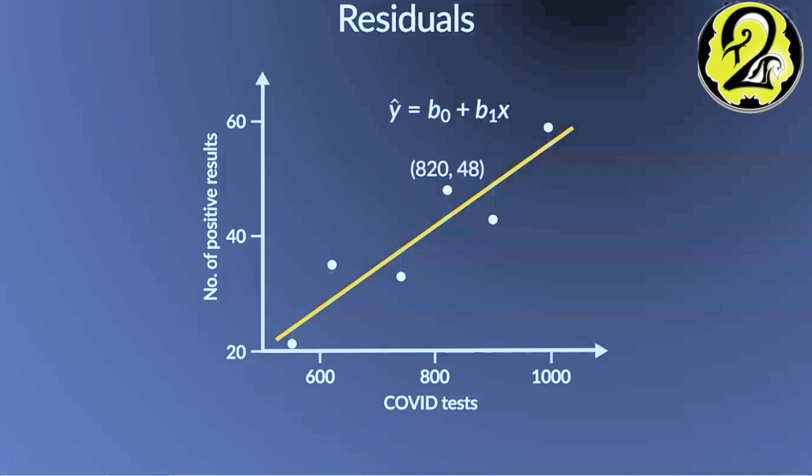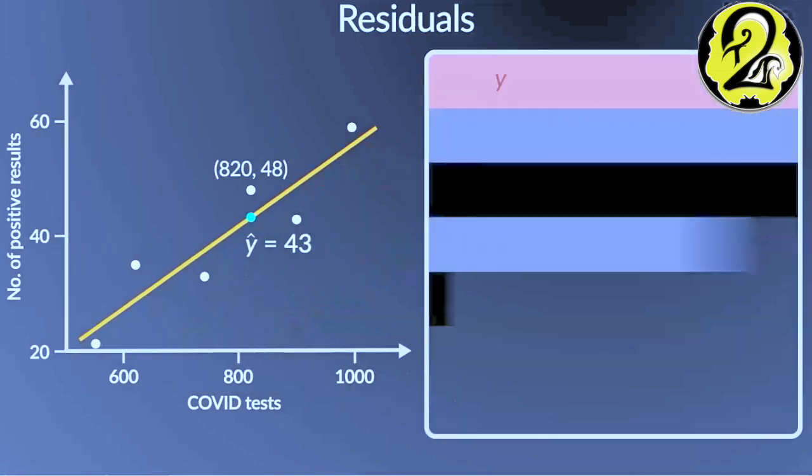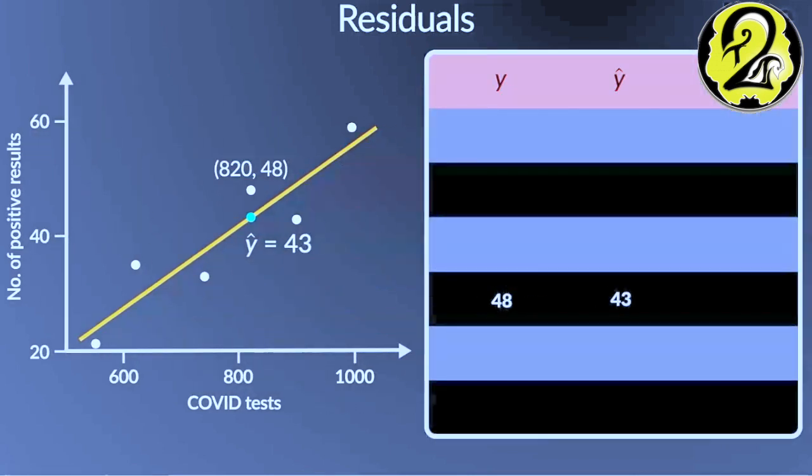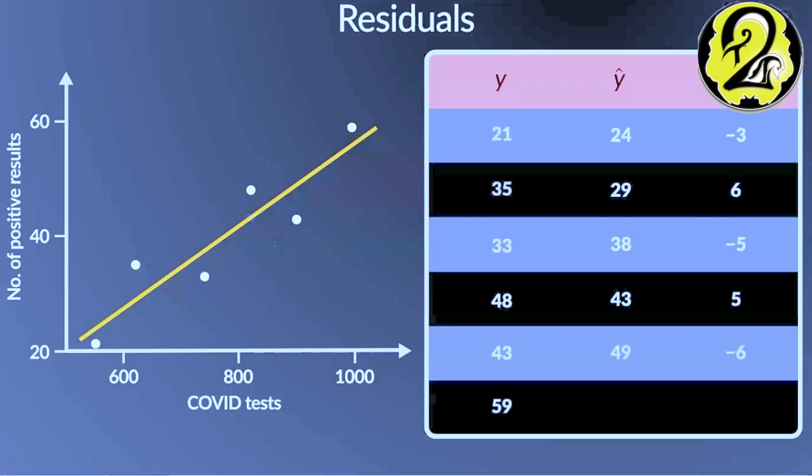For example, for the data point with coordinates 820 and 48, the predicted value can be found by substituting x with 820 in the regression equation. The difference between the observed and predicted values gives the residual value. Similarly, residuals for the remaining data points are also calculated.